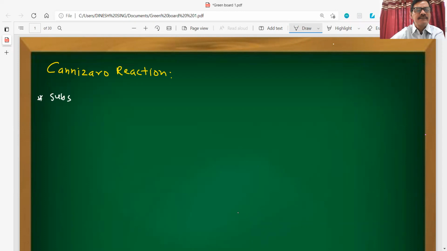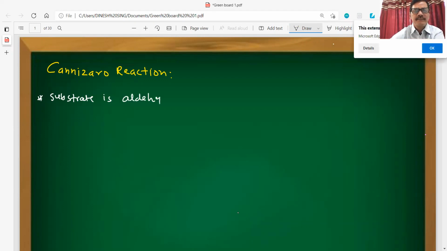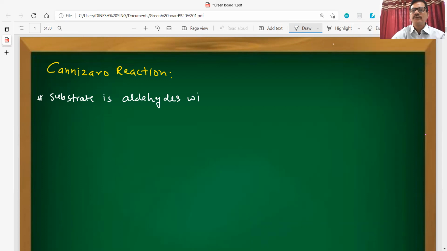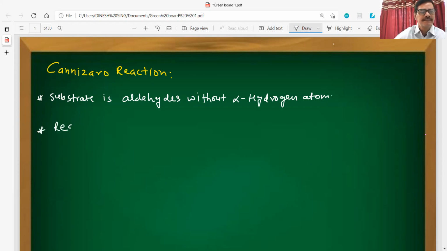here the substrate is aldehydes without alpha hydrogen atom. And the reagent is concentrated alkali.